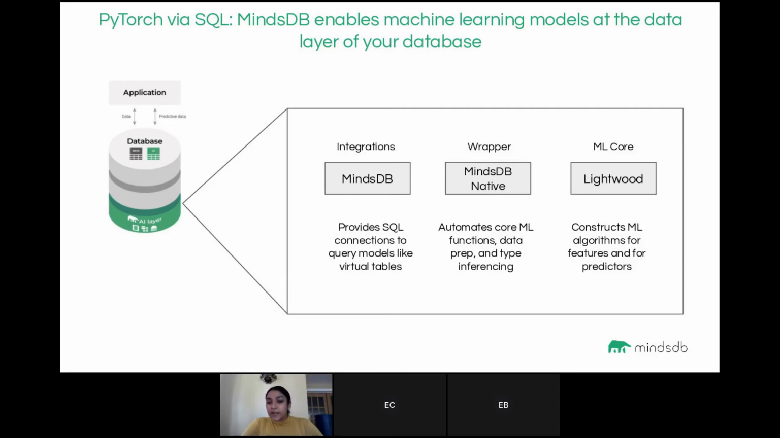Now, MindsDB native, the wrapper, does a lot of the heavy lifting to operate all the ML functions in an automated fashion. This allows us to do data preparation and even type inferencing, meaning that when we have different types of columns of information, for example, numerical or categorical, we're able to treat them appropriately. The next step is the ML core, or Lightwood, and this is where the algorithms live, or the sets of rules to allow us to transform these data types and build predictors.